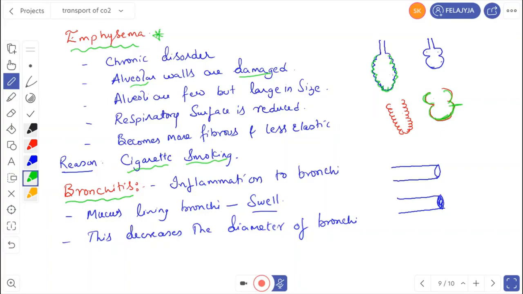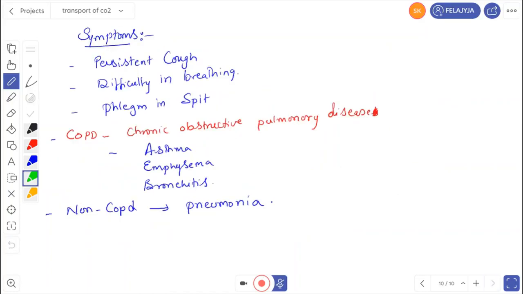Bronchitis is inflammation of the bronchi. Inside the bronchi there is a mucus lining, and this mucus lining will swell. As the mucus lining swells, the diameter of the bronchi becomes less. What are the symptoms of bronchitis? Persistent cough, difficulty in breathing, and phlegm expectoration. When you cough, the phlegm comes into your throat and you spit that phlegm. In asthma there is no phlegm, but in bronchitis there is phlegm.